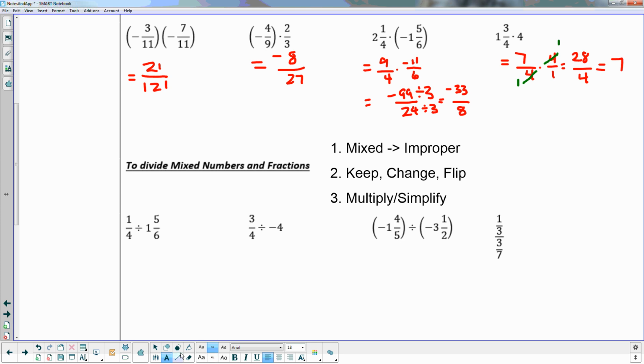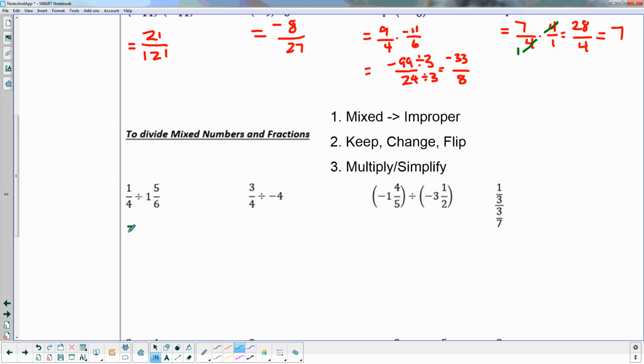So what we like to do when we multiply or divide fractions is turn it into multiplication. On my first one, I do need to do a little bit of work. I have 1/4 divided by, that's going to be 11/6. And I want to keep the first one, change it to multiplication. So I keep the first one, I change it to multiplication, and I flip the second fraction, 6 over 11. And then I would multiply. 1 times 6 is 6, 4 times 11 is 44, and both of those are even numbers, so I should reduce them, divide them both by 2, and I get 3 over 22.